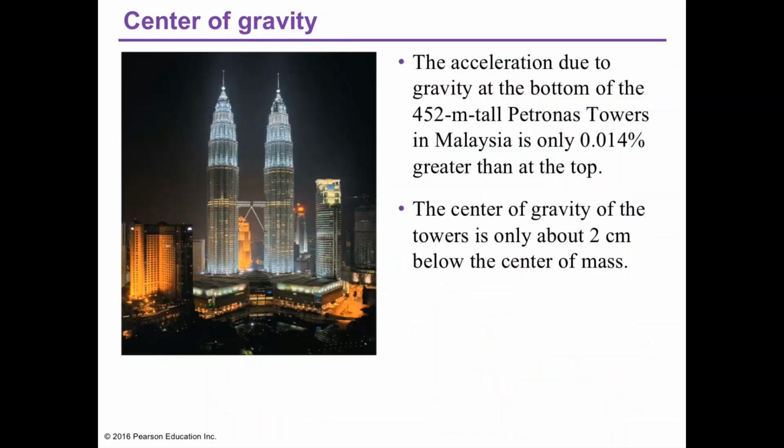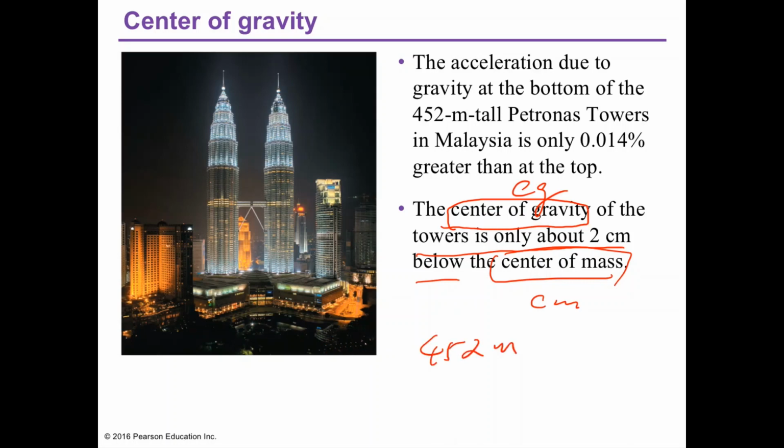Here's an example. This is a really high tower that's 452 meters tall, in Malaysia. And the CG of this tower is only 2 centimeters below the center of mass. Please remember this is a 452-meter tower.